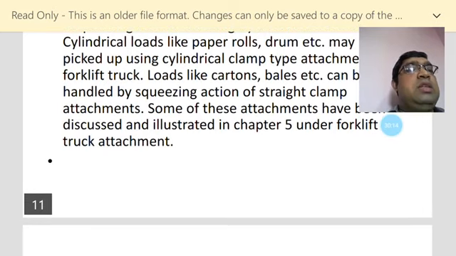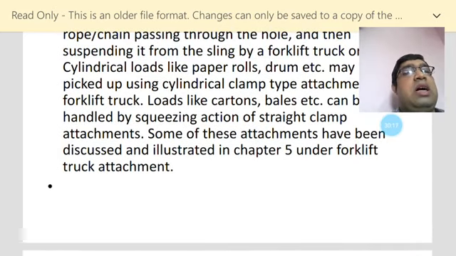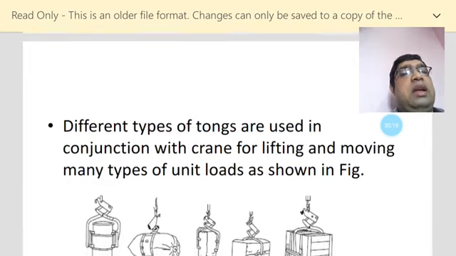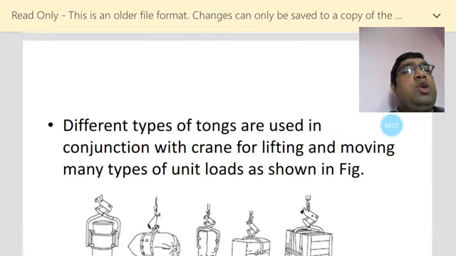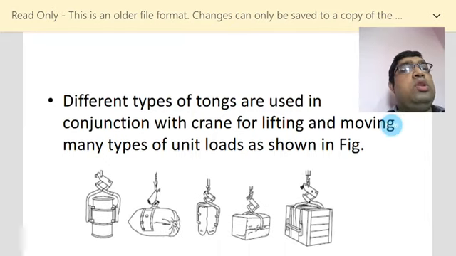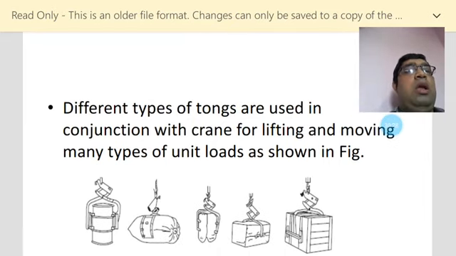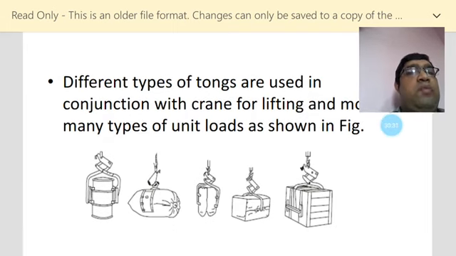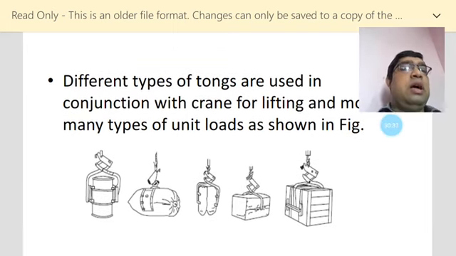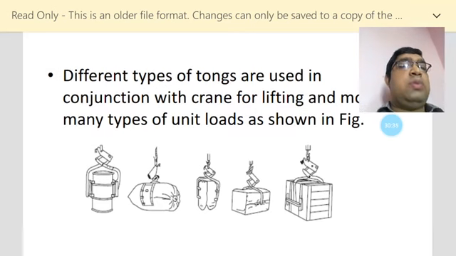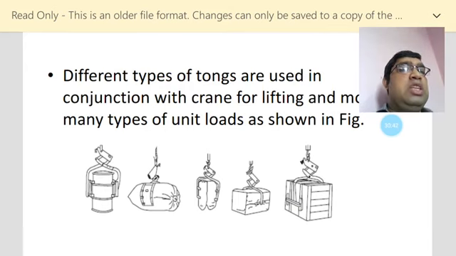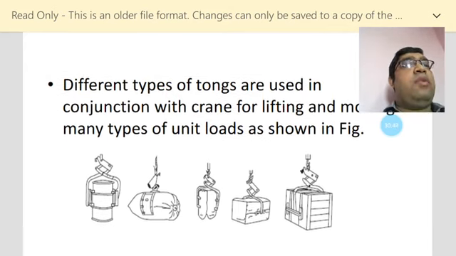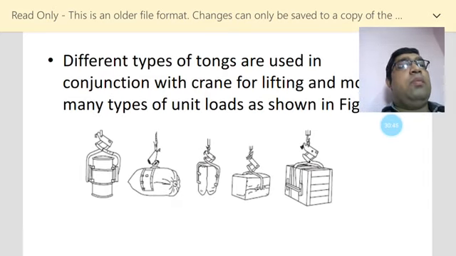Some of these attachments have been discussed. Another thing is that different types of tongs are used as an alternative method of handling, in conjunction with the crane for lifting and moving. Many types of unit loads are shown in the figure. You can see that these are handled by cranes, and hooks also will be available, and the loads are lifted or moved by the crane.